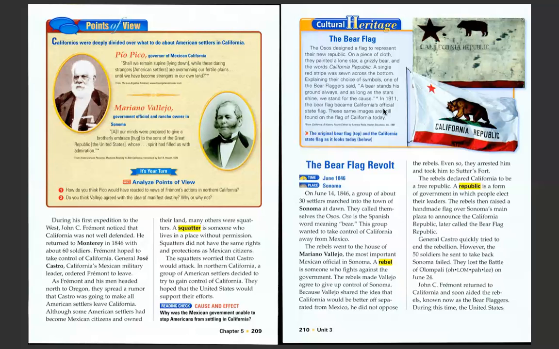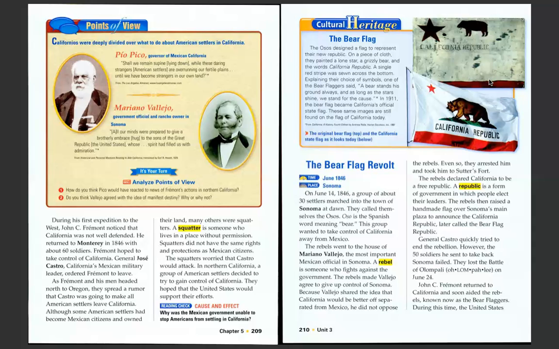So before we turn the page, I wanted to look up here. This is the Bear flag. The Osos, the bears. Osos is the group. Oso in Spanish means bear. So the group Osos designed a flag to represent their new republic. On a piece of cloth, they painted a lone star. So here you can see one star, a grizzly bear, and the words California Republic. A single red stripe was sewn across the bottom.